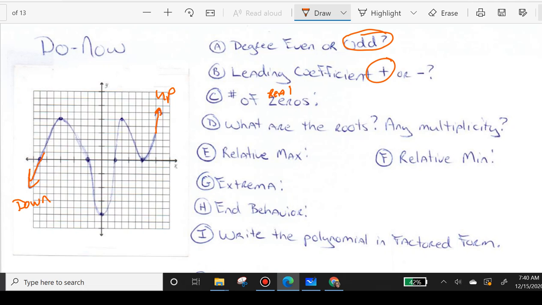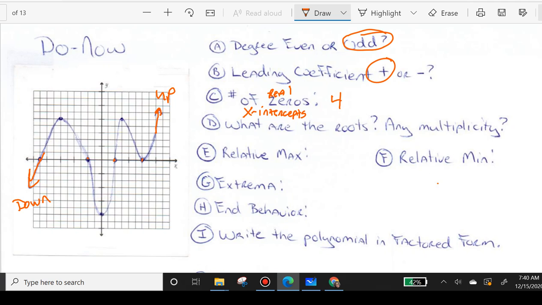The real zeros are the x-intercepts, and this is just asking you for the number. So the x-intercepts, there's 1, 2, 3, 4 of them. So there are 4. The next question for D says, what are the roots?